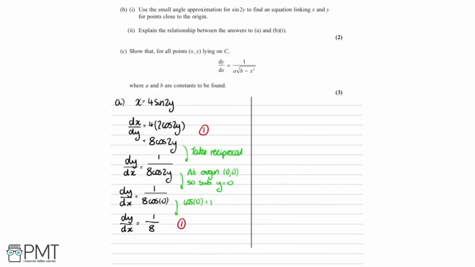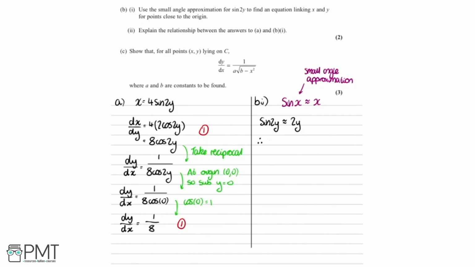So part B1 says, use the small angle approximation for sine 2y to find an equation linking x and y for points close to the origin. Okay, well, our small angle approximation is that sine x for values of x that are small is approximately equal to just x. So it follows that for sine 2y, for small values of y, would approximately be 2y.